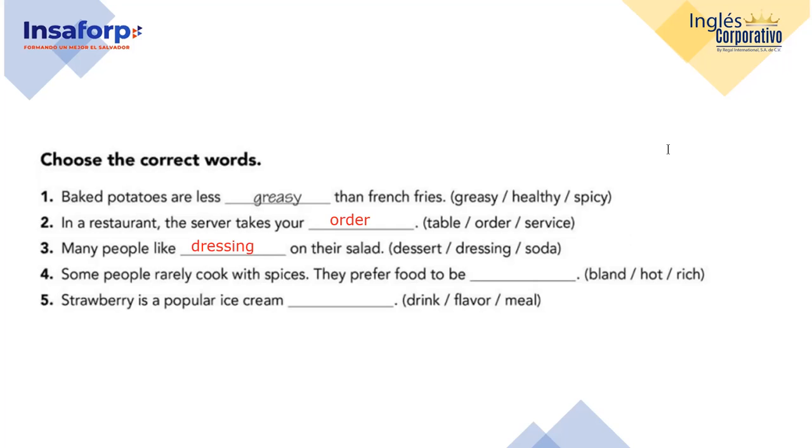Some people rarely cook with spices. They prefer food to be... Oh, this one is difficult, right? Be hot? Hot. Okay. Because at the beginning it says some people rarely cook with spices. They prefer food to be bland. Exactly. What does bland mean? Pretty much things that are healthy somehow. Yeah, with not too many ingredients. Okay. Bland. Yes, that is correct, right?